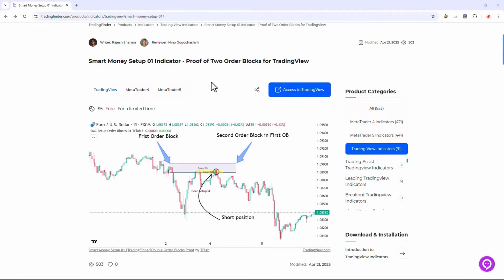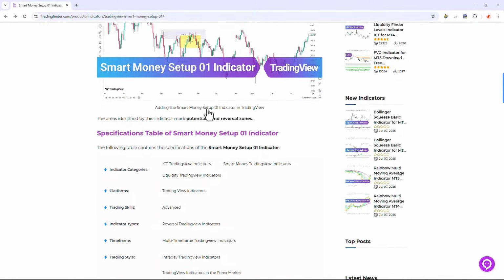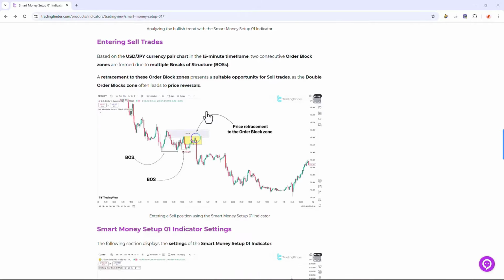the Smart Money Stop 01 indicator, which is available for various platforms on the TradingFinder website. From this section, you can access the indicator on the TradingView website. Additionally, traders can read this page to learn about how the indicator works and its functionality.